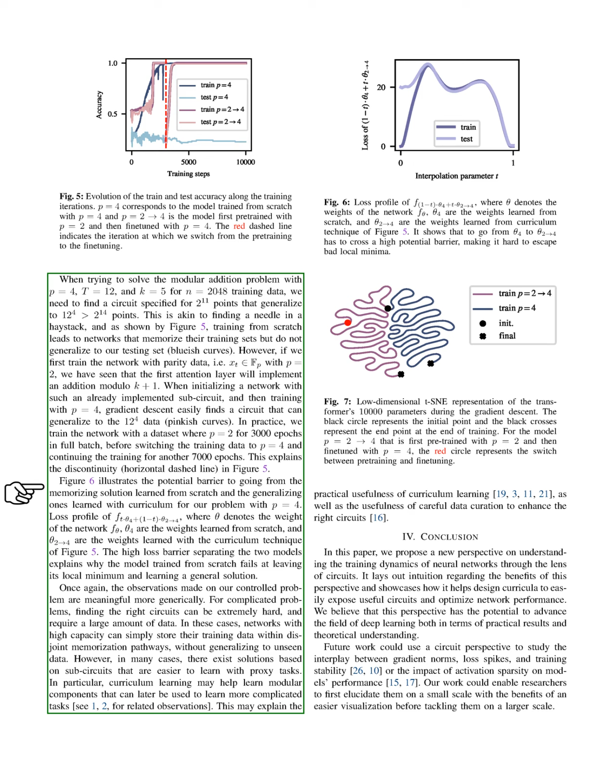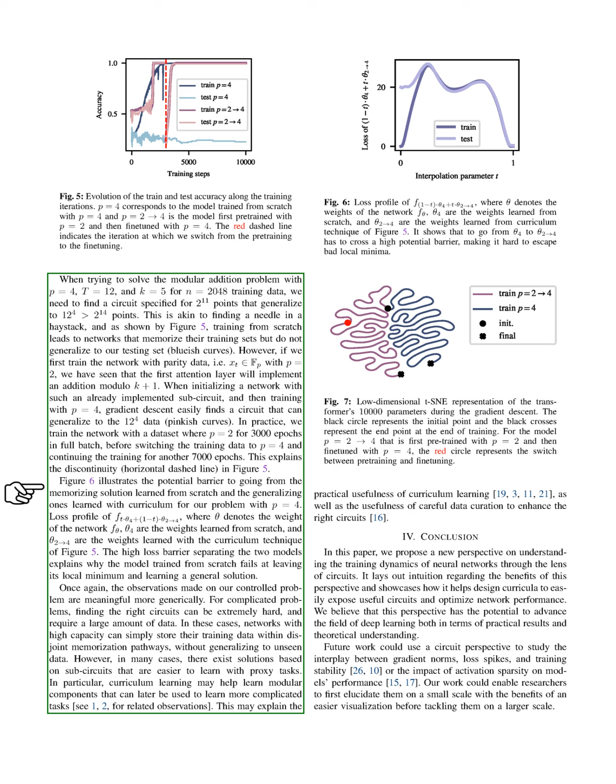However, by initially training the network with simpler parity data, we enable the first attention layer to perform addition modulo a certain value. This pre-training allows us to initialize the network with a useful subcircuit, making it easier for gradient descent to find a circuit that generalizes well to the larger dataset.